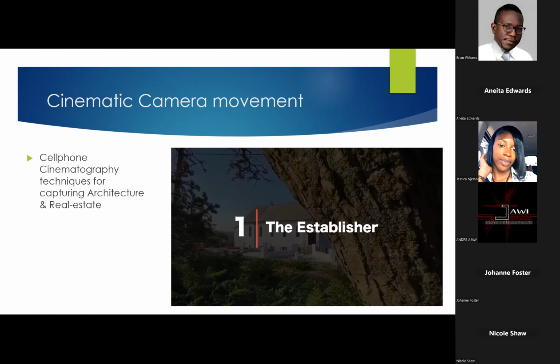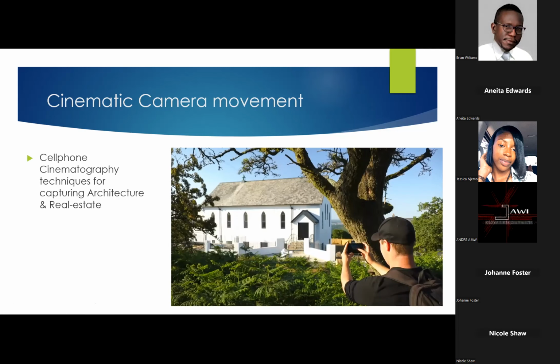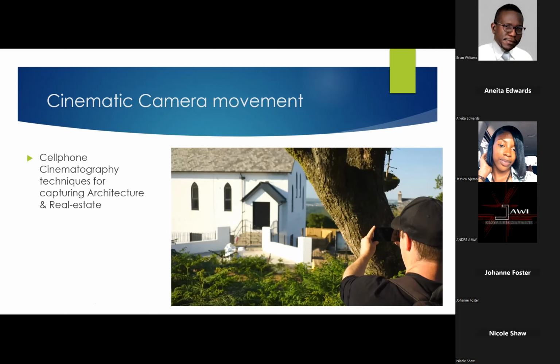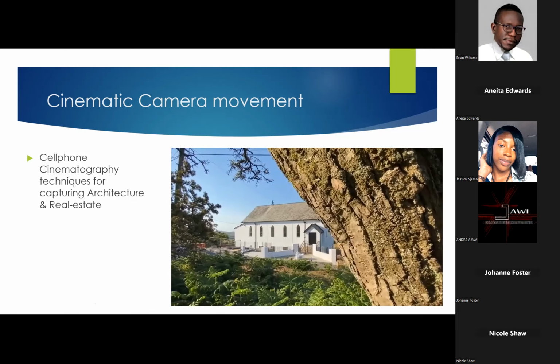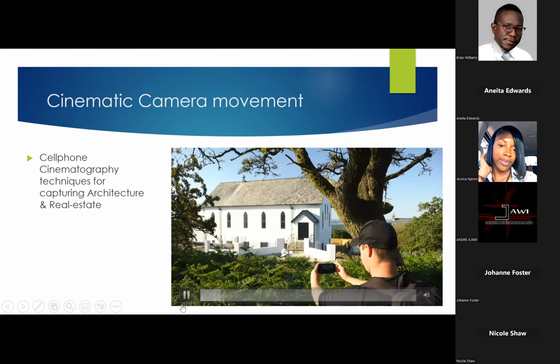The establisher. Okay, camera move number 1 is the establishing shot. Really important, this one, as it instantly sets the scene. Find some foreground, frame your shot, and then reveal it. I went for a slider shot with this one, but an up movement or crane shot works just as well.